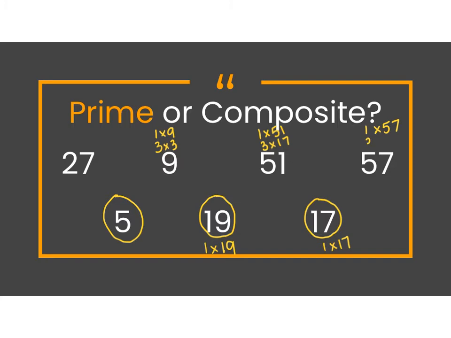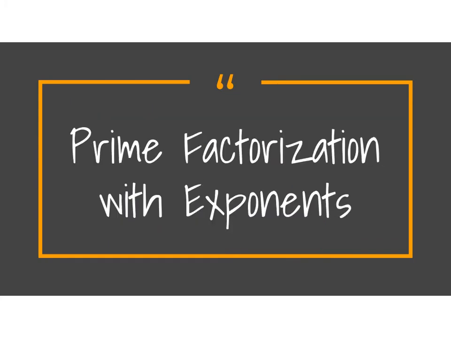When we multiply 3 times 19, it also equals 57. 57 has more than 2 factors, so it is a composite number. Now we're going to learn how to use prime factorization with exponents.